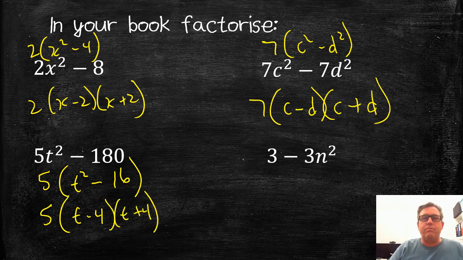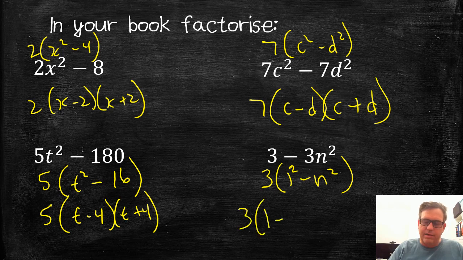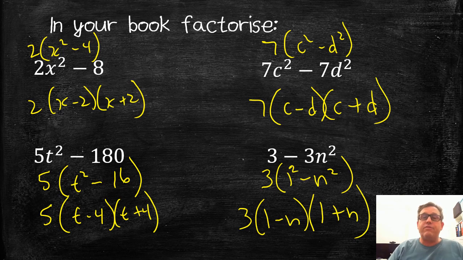Okay, last example, again, doesn't look like a square, but they both have a factor of 3. So this is 3 times, brackets, (1 minus n squared). Again, 1 is a square. So this is 3 times (1 minus n) times (1 plus n). The difference of two squares, the rock star of factorizing.